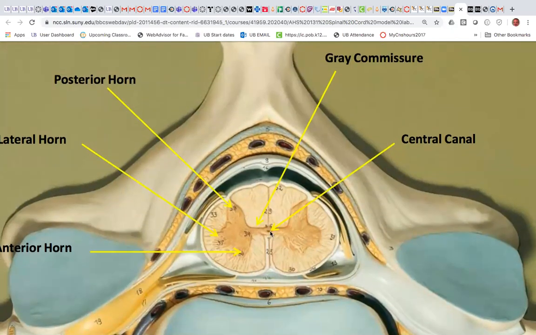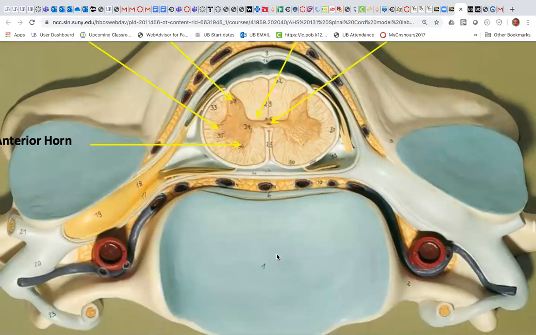Here's your central canal right in the center. Your CSF is going to flow there right when it leaves through that fourth ventricle. And then the connection of that H is the gray commissure. So gray matter is that letter H, and everything around it is white matter, and the white matter is where your tracts are.